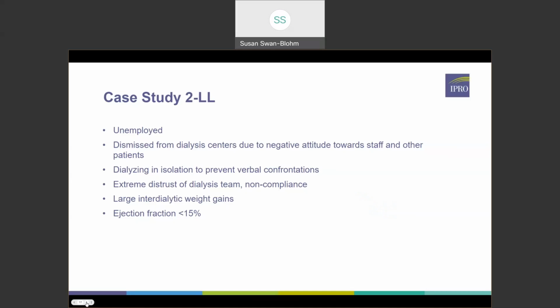Candidate number 2, LL, was very angry and distrusting of the dialysis staff. He had been dismissed from several dialysis centers due to his negative attitude and was dialyzing in isolation to prevent verbal confrontations with other patients and staff members. He was unemployed, depressed, non-compliant, and his ejection fraction was less than 15%.